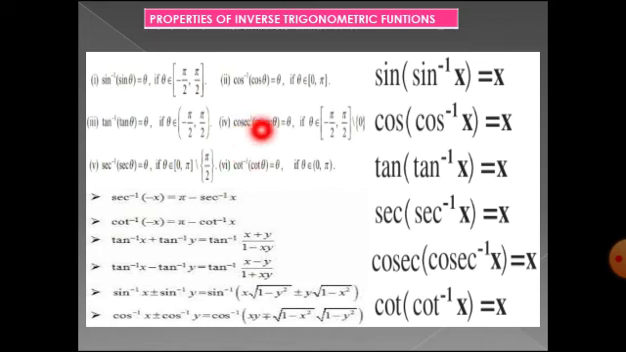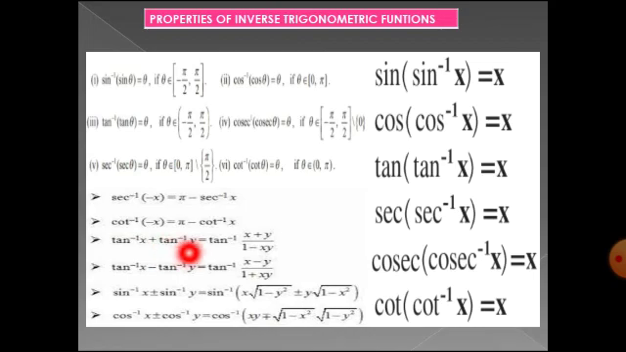Cosec inverse of cosec theta is equal to theta if theta belongs to minus pi by 2 to pi by 2 minus 0. Secant inverse of secant theta is equal to theta if theta belongs to 0 to pi minus pi by 2. Cot inverse of cot theta is equal to theta if theta belongs to the open interval 0 to pi. Secant inverse of minus x is pi minus secant inverse of x. Cot inverse of minus x is pi minus cot inverse x.